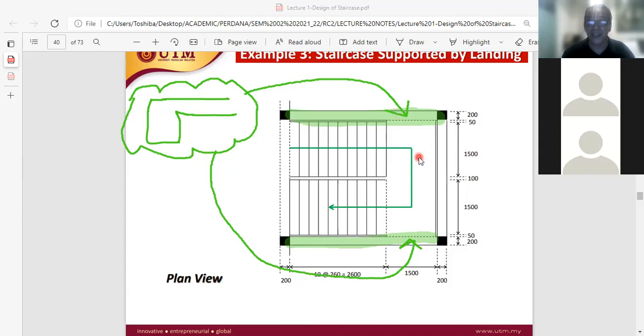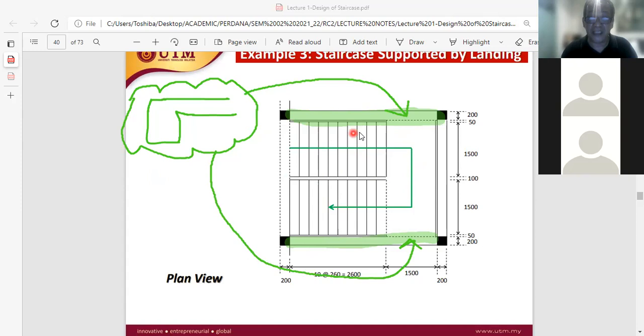So from the sketch given, clearly we need to design dua elemen secara separately because, imagine lah, kita ada rasuk utama and we have a secondary beam. So we cannot design the main beam dengan secondary beam as a single design, tak boleh. Okay, so we need to design the main beam separately, we need to design the secondary beam separately. The main beam is supporting the secondary beam, which means that the load on the secondary beam will then be transferred kepada main beam.